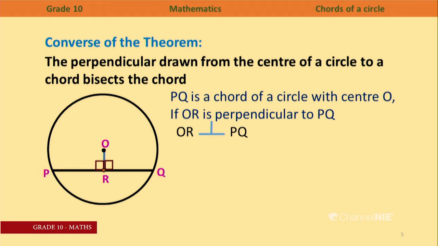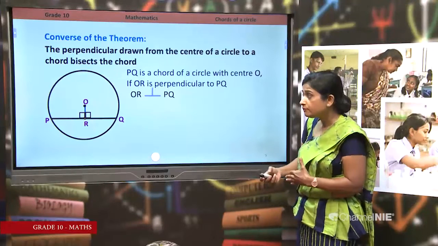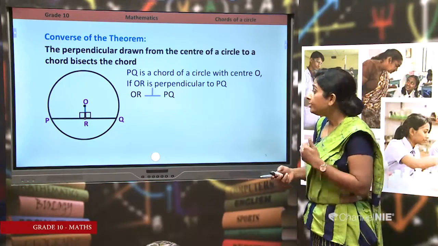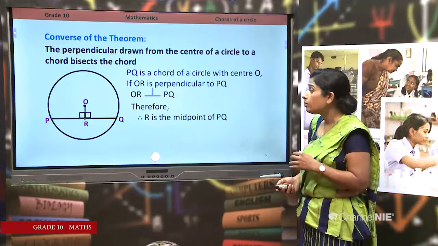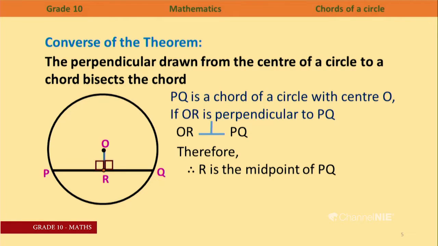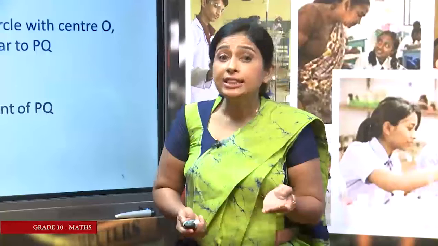In the diagram, OR and PQ meet perpendicularly. So, according to the converse of the theorem, what can you say? We can say R is the midpoint of the chord PQ. That means PR is equal to RQ. That is what the converse of the theorem expresses.